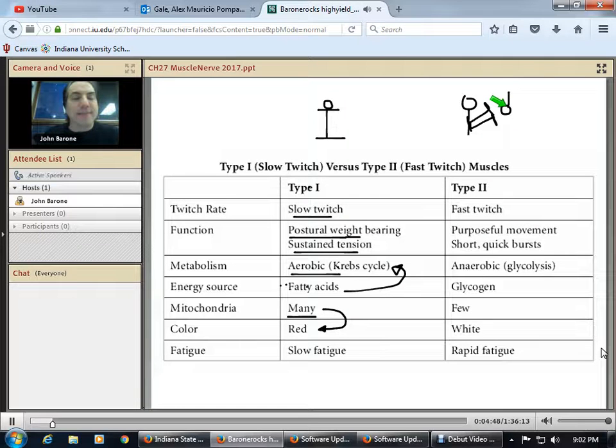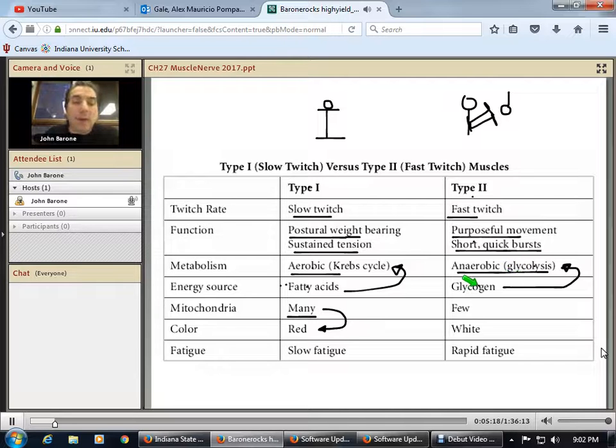Really fast. So type 2, fast twitch. For quick bursts of movement, short quick bursts, you want type 2. It's fast twitching. Now the problem is I can't wait for the Krebs cycle. If I'm going to go fast, I need energy now. To do that, I'm going to go anaerobic glycolysis. So I'm going to burn glycogen. That's what I'm going to use here. Glycogen is going to be my energy source, and that'll get me sugar. That'll get me energy real quick.